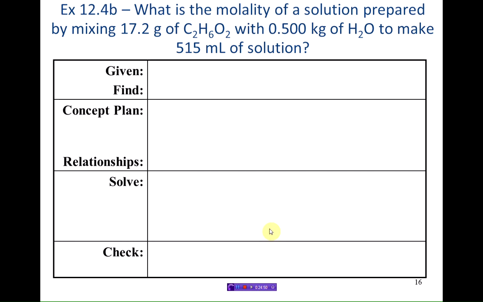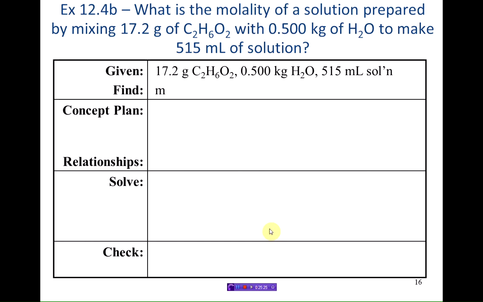Okay, so now it's 12.4b. Rather than asking for molarity, now we're looking at the molality. So what is the molality of a solution prepared by mixing 17.2 grams with 0.5 kilograms of water to make up 515 mL of solution? So be very careful when you're reading these questions to make sure you don't accidentally misread molarity or molality. So again, we're given the mass of the solute, the mass of the solvent, and the volume of the solution, and we want to find the molality, which is little m.